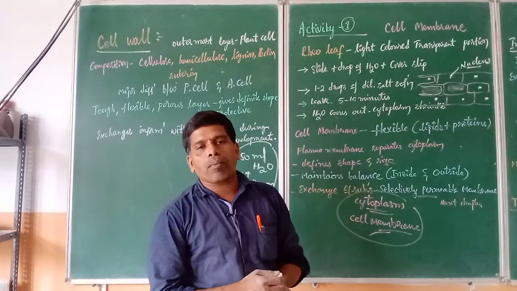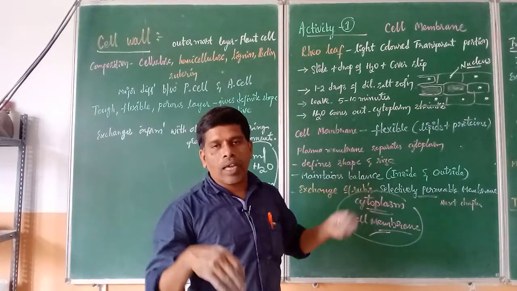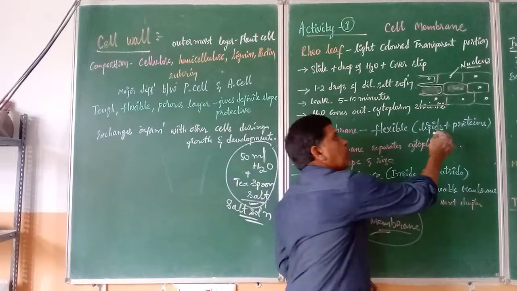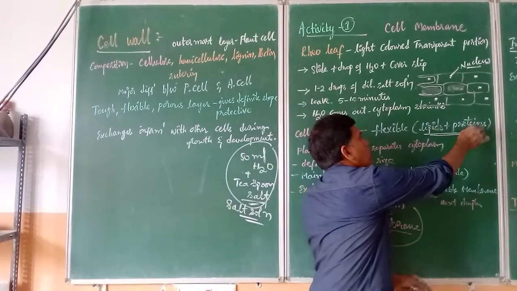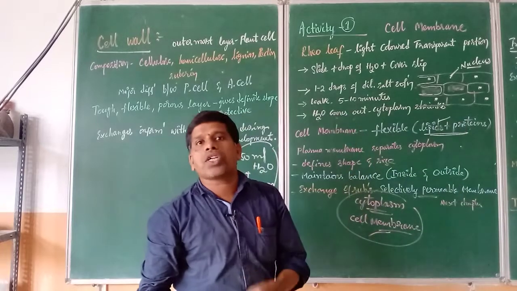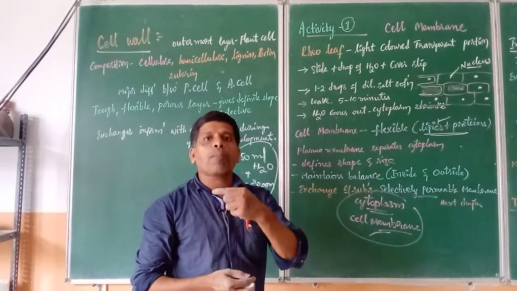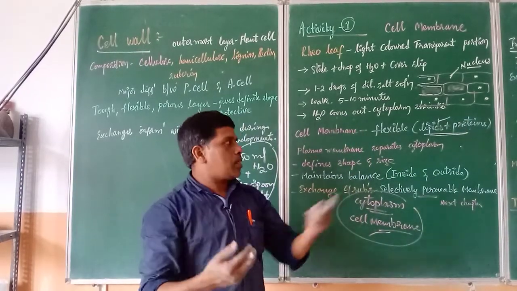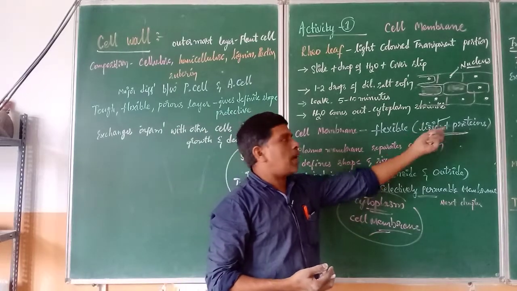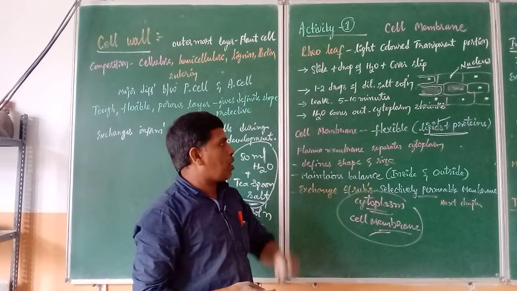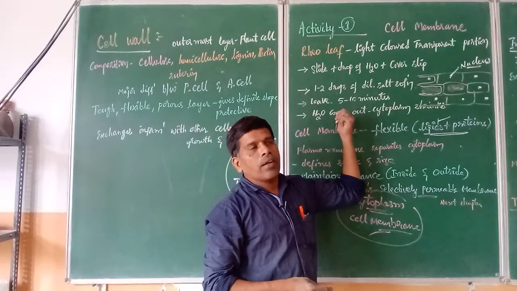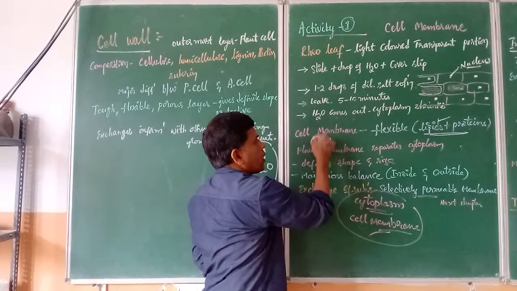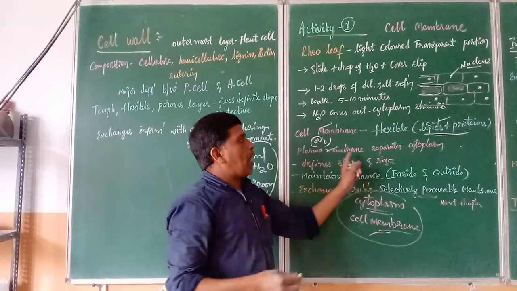What is the chemical composition of the cell membrane? What type of chemicals are present in it? Two types of chemical substances are present in it. It is made up of lipids and proteins. We call it a lipido-proteinaceous layer, or separately you say it is made up of lipids and proteins. It is flexible, and it is also called the plasma membrane. The cell membrane can also be called the plasma membrane.